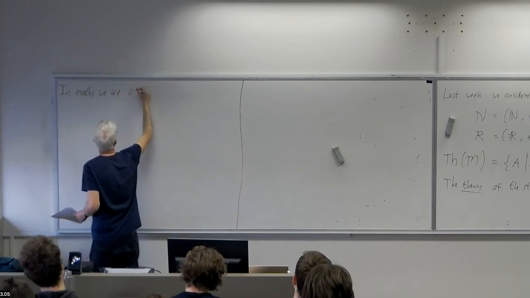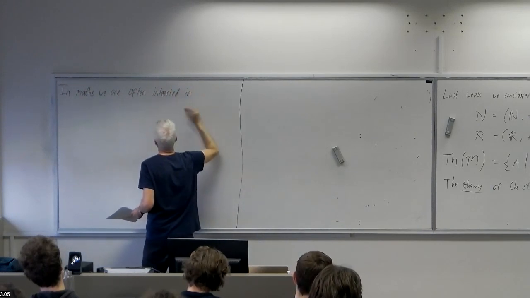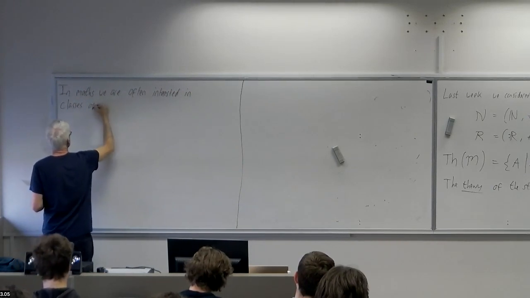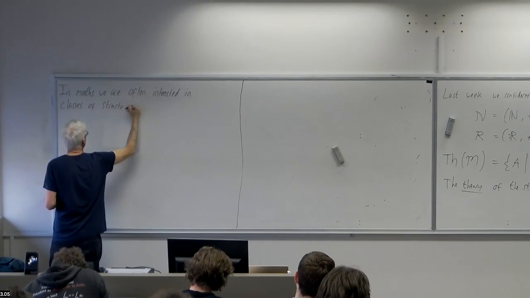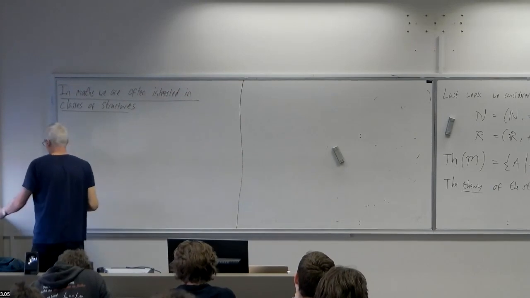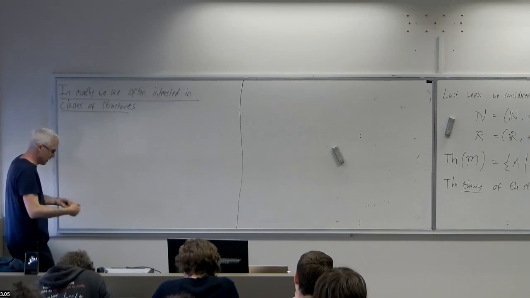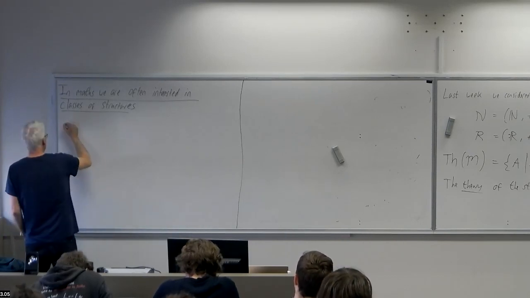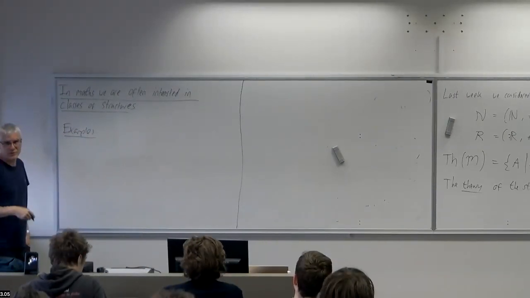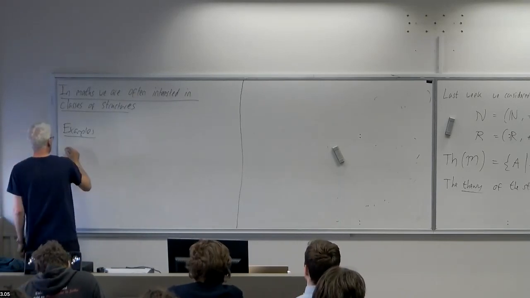So in maths, we are often interested in classes of structures, classes of structures of interest, where you have an appropriate signature for describing the structures, and then you have a class of structures that depends on that signature. So examples. I'm going to look at some different signatures and think about classes of structures that we might be interested in.